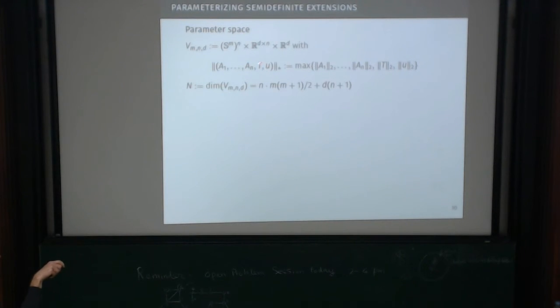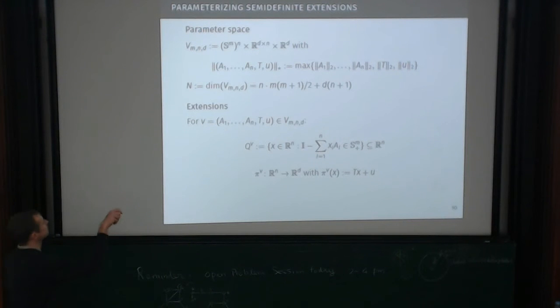These make the projection. And these are the parameters describing the spectrahedron. And the extension we are talking about, defined by such a parameter vector here, would be this one. So all x in Rn such that the identity matrix minus some xi, ai is positive semi-definite. This is the extension we're talking about, and the projection represented by this vector would be tx plus u, of course.